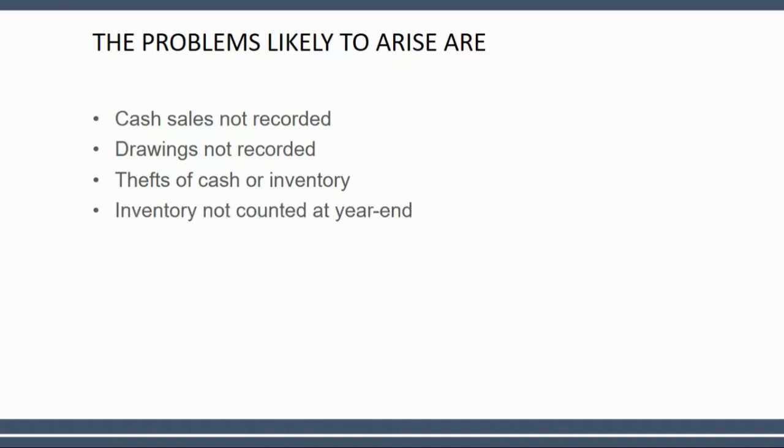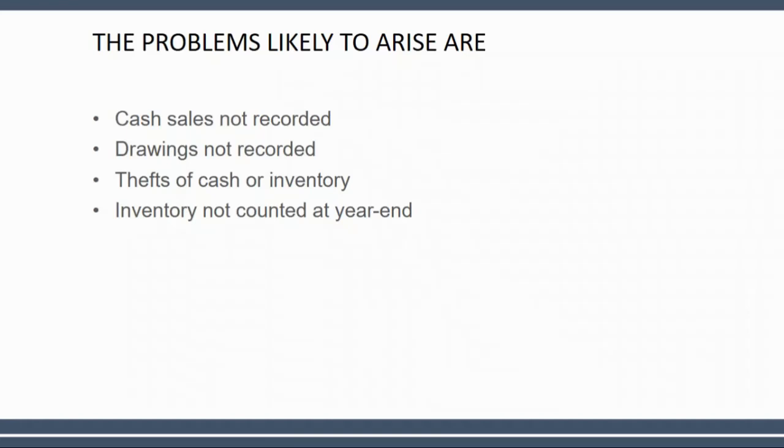Inventory not counted at year end. This is a very common problem with sole traders, with small businesses. They do not have such a system, and they also do not have resources to count their inventory at the end of every year. So it is possible that they counted half of the inventory or some part of the inventory, or probably they did not count at all.